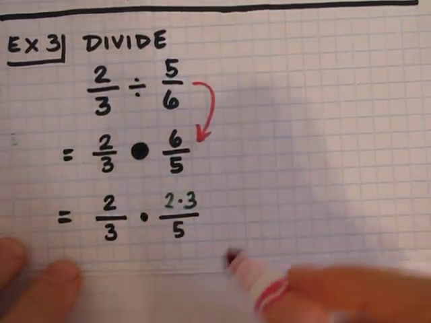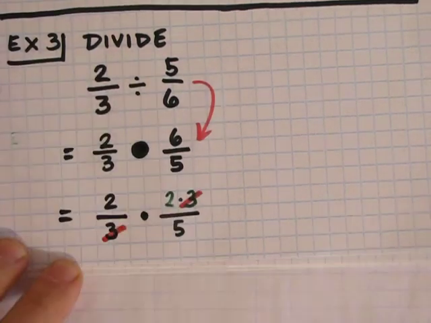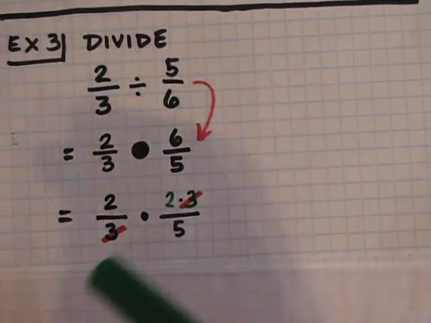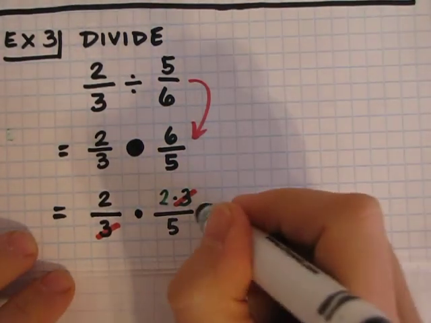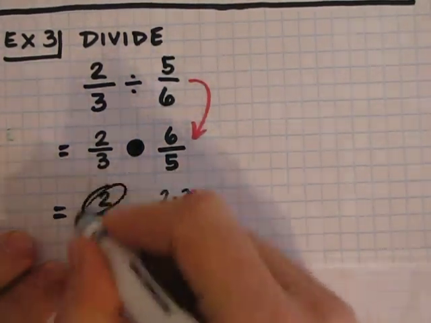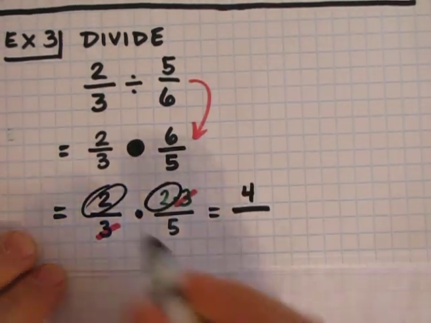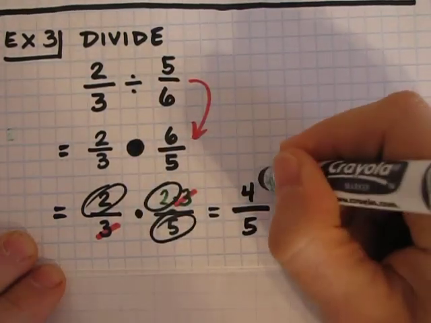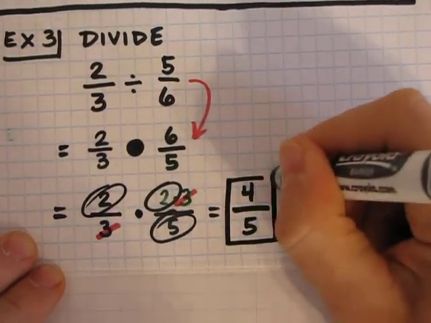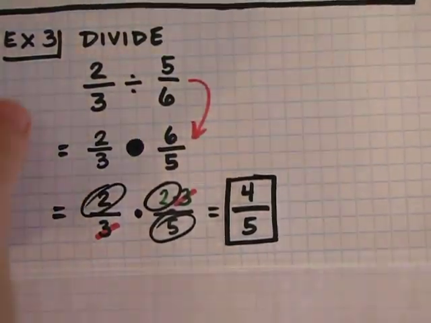Now we look for cancellation. I see a 3 in the numerator and a 3 in the denominator. We can cancel those. The 2's we cannot cancel because they are both in the numerator. So now 2 times 2 gives us a 4, and there is a 5 in the denominator. This division problem is equal to 4/5. So there's sort of a classic division example.